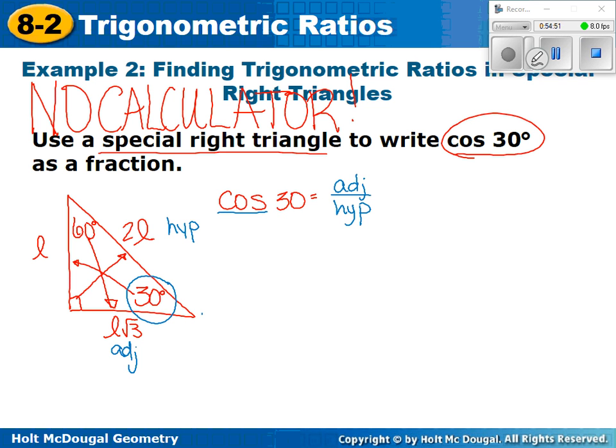So now, in my problem, I'm going to say the cosine of 30 should equal the adjacent. What's the adjacent side? L square roots of 3 over, what's the hypotenuse? 2L. Okay, what can I do with those L's in the top and the bottom? Cancel them out. You will not be left with an L in your problem, ever. If you are doing this correctly, the L's will always cancel.